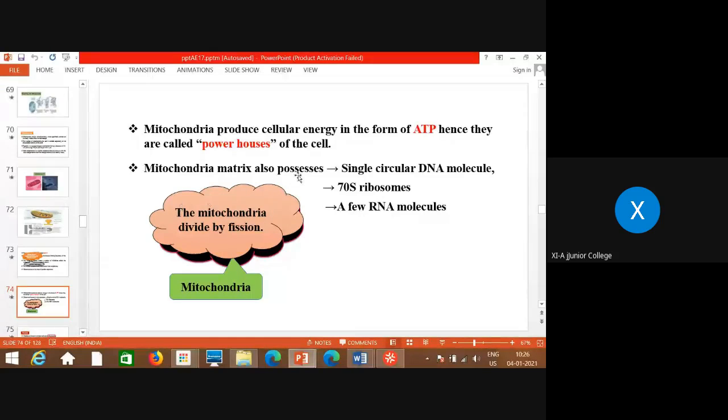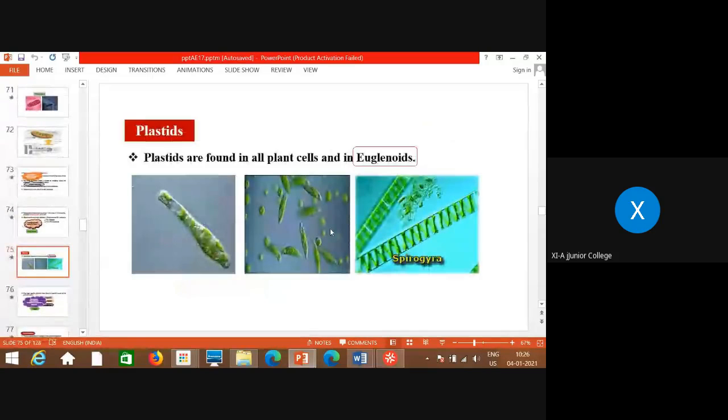The mitochondrial matrix, what does it show, as I mentioned just now? That is circular DNA. Then ribosomes, small ribosomes, that means 70S type of ribosomes, and a few RNA molecules. So the materials present in the matrix are single circular DNA molecules, 70S type of ribosomes, and a few RNA molecules. So the mitochondrial matrix contains these parts.